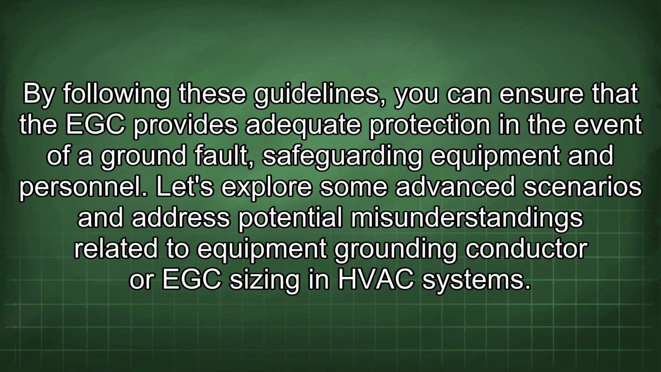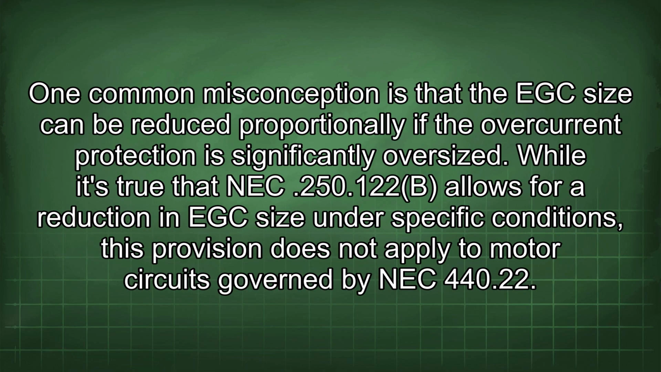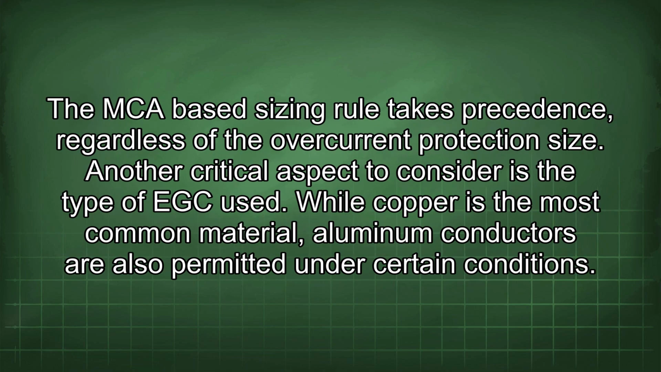Let's explore some advanced scenarios and address potential misunderstandings related to equipment grounding conductor, or EGC, sizing in HVAC systems. One common misconception is that the EGC size can be reduced proportionally if the overcurrent protection is significantly oversized. While it's true that NEC 250.122(B) allows for a reduction in EGC size under specific conditions, this provision does not apply to motor circuits governed by NEC 440.22. The MCA-based sizing rule takes precedence, regardless of the overcurrent protection size.